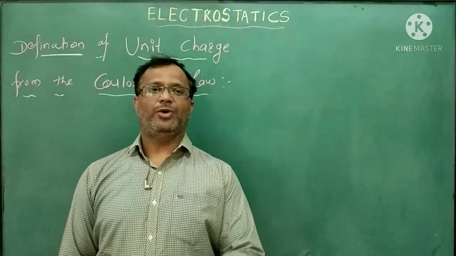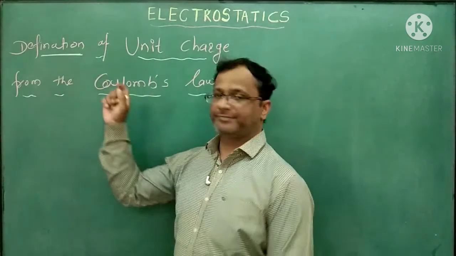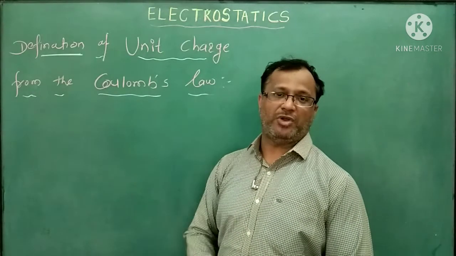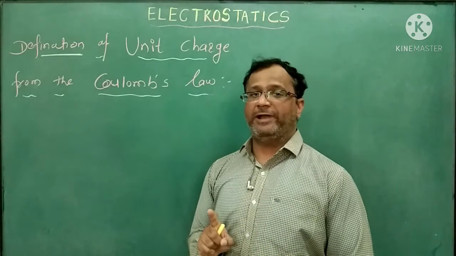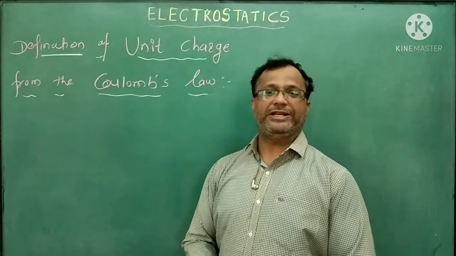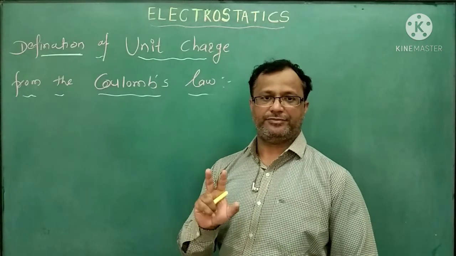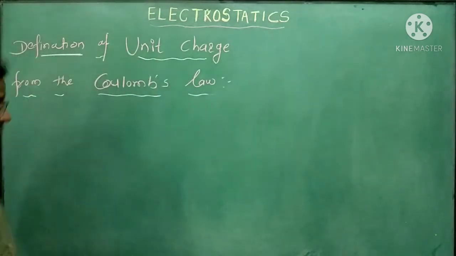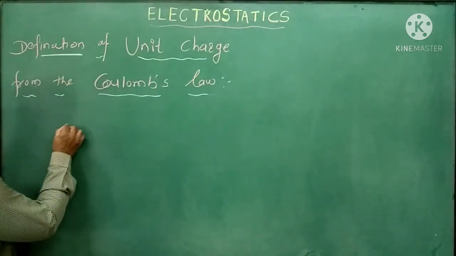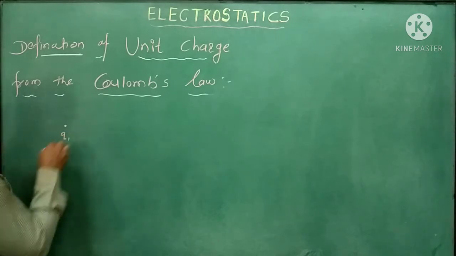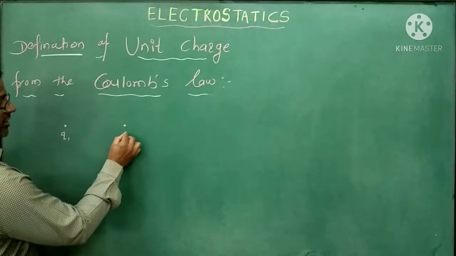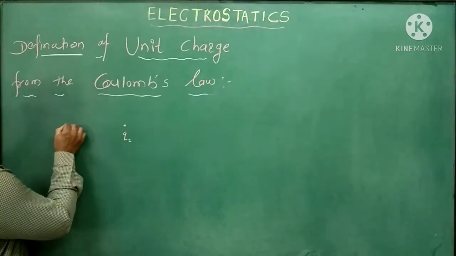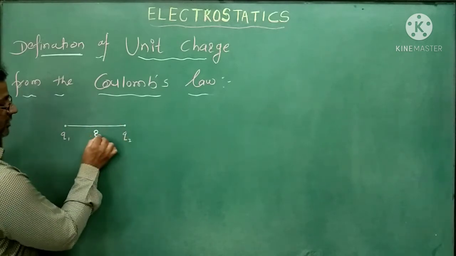Now, the next topic is the definition of the unit of charge from Coulomb's law. It means that we want to define 1 coulomb of electrical charge from Coulomb's law. For that, first we consider two electrical charges. Suppose this is the first electrical charge Q1, this is the second electrical charge Q2, and both charges are separated by a distance R.